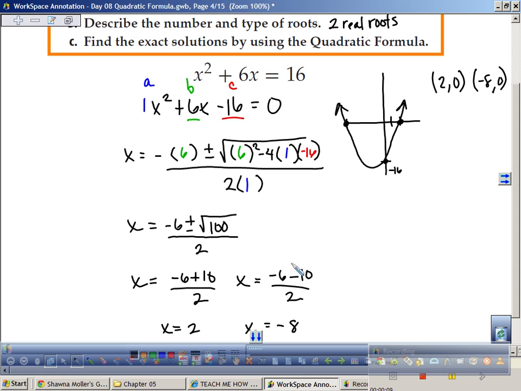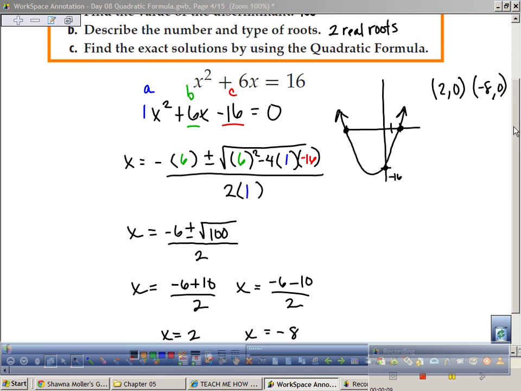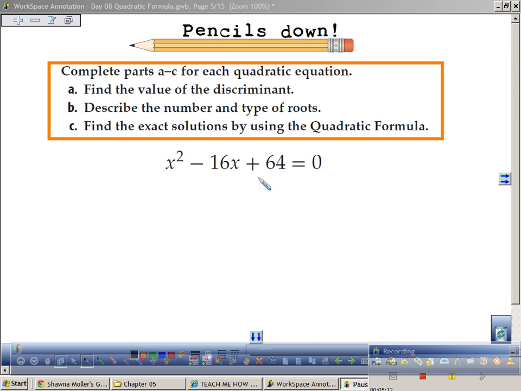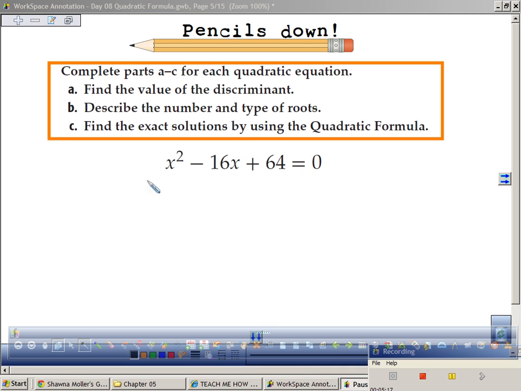No, you don't have to graph on your homework. I just want you to work with the quadratic formula. Any questions on this one? Go ahead and copy that down. Okay, so let's do this one. Why don't you guys try this one on your own? I'm going to go ahead and start it.